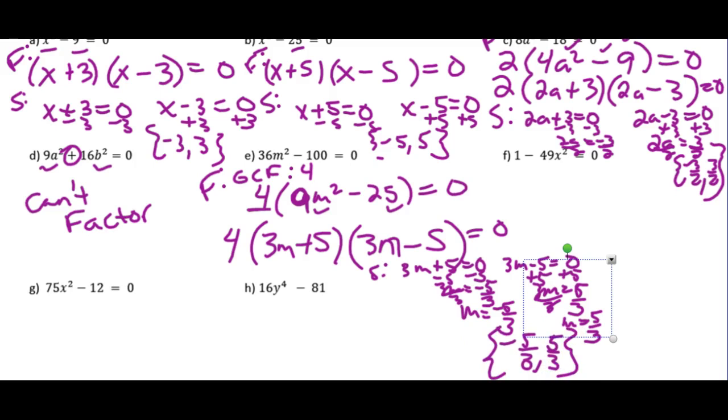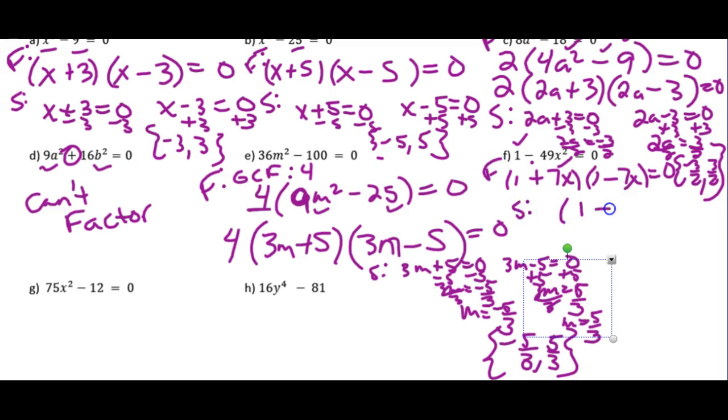Next example, difference of squares. I have a perfect square and a difference. This one's a little bit different than the other ones that we did because the variable's not first, but it's still a difference of squares. Square root of 1 is 1. Plus and a minus, square root of 49x squared is 7x. So that's my factoring.